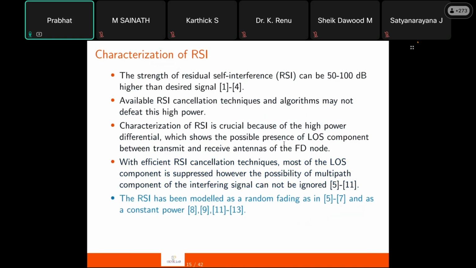So in literature, the RSI has been modeled in two ways. One is it has been modeled as a constant power, where like noise we consider zero mean and some variance, so we assume that the noise has some given average power. The same way RSI has also been modeled. And the other approach is where RSI has been modeled with a random fading distribution, where we model RSI as a random variable.